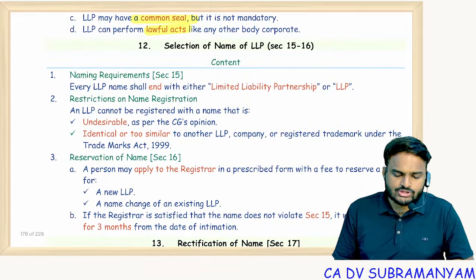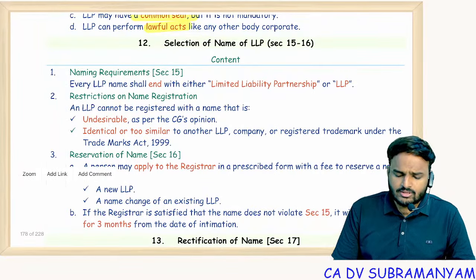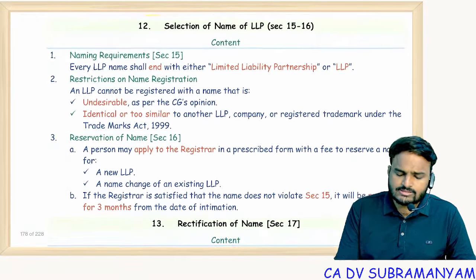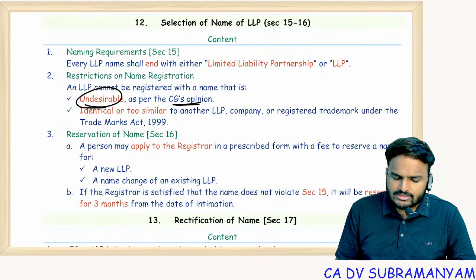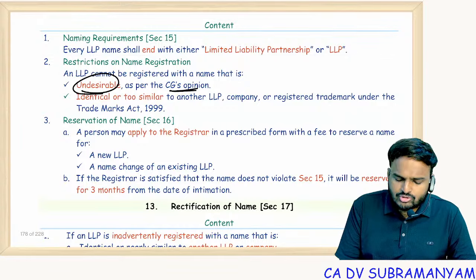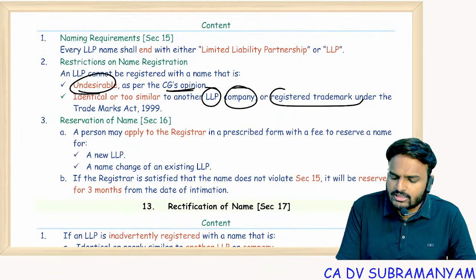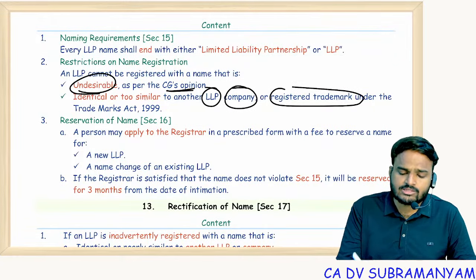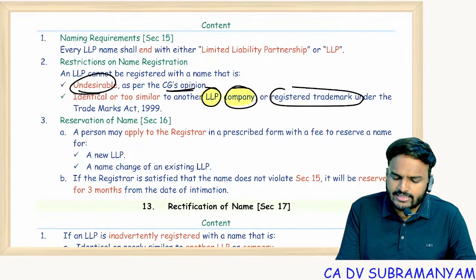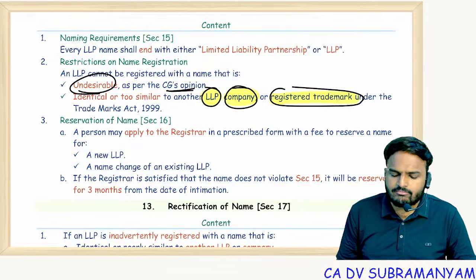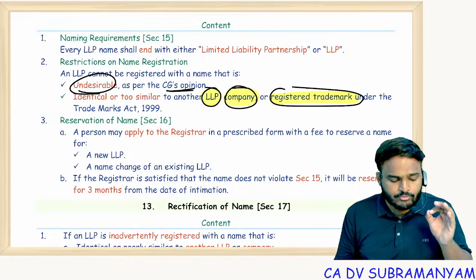Next one, selection of name of LLP. Most important question from this concept: the LLP name shall not be undesirable as per CG opinion. Undesirable means your name should not be similar to the name of another LLP or any company or a registered trademark. Remember these three words. If your name is identical or similar to another LLP, company, or registered trademark, then rectification of name provisions will apply.